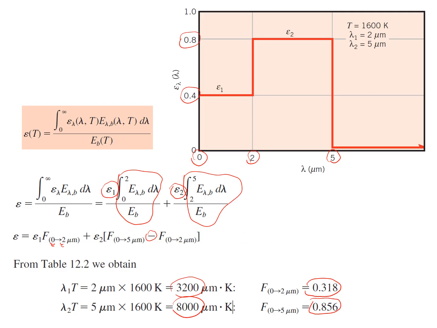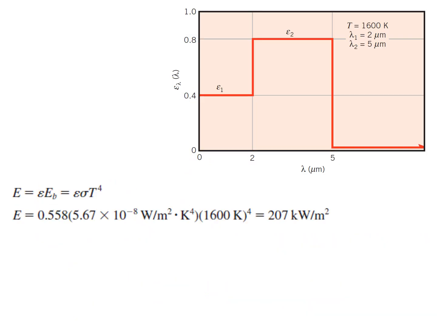So the 0.3 and 0.8, you substitute them back in the relation. The 0.4 is already known. That's emissivity 1. And then F0 to 2 is 0.318. And then the second emissivity is 0.8. And F0 to 5 minus F0 to 2, and that should give you 0.558. The 0.558 emissivity that we've calculated is basically your total hemispherical emissivity. We can now use it as a representative of emissivity for the entire spectrum of the wavelengths.